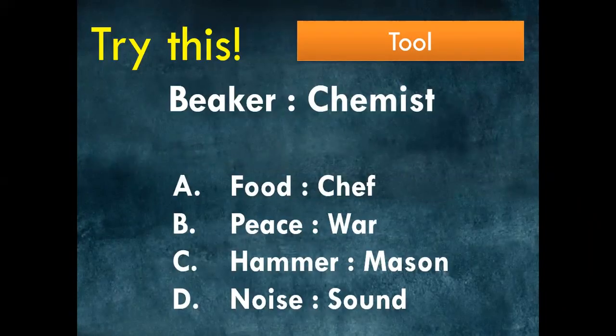The correct answer is letter C. Food is to chef. This is actually food is a tool used by, or the ingredients used by, the chef. Peace, war, opposite. And the correct answer is hammer is to mason. Noise is to sound.